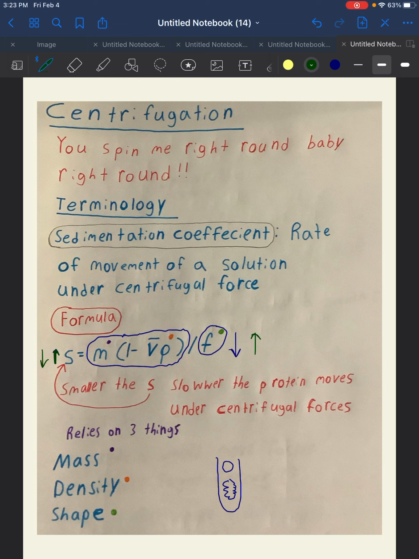And yeah, that's basically how you utilize this formula. Just kind of take a look at it, and the three things you really need to know are the mass, the density, and the shape, and how that all correlates to this formula right here.